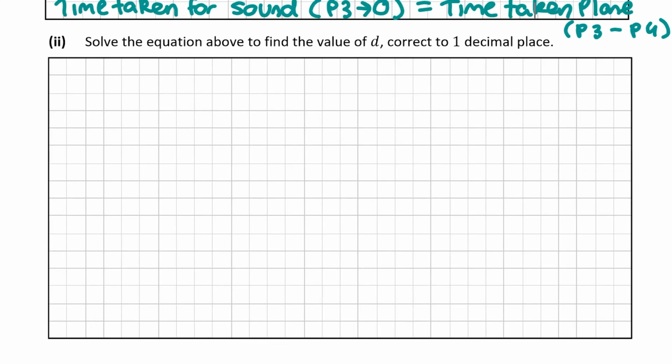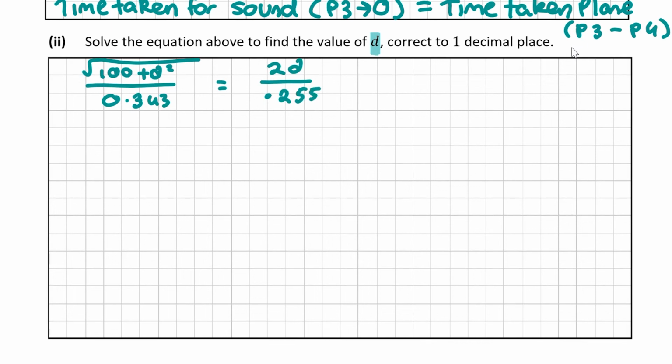So now the last part of this question actually involves a bit of algebra. It just wants us to solve the above equation to find the value of d correct to 1 decimal place. So let's just write out the equation from above. So we had root 100 plus d squared all over 0.343 is equal to 2d divided by 0.255. So the first thing I'm going to do is cross multiply. So I'm going to have 0.343 multiplied by 2d and let that equal to 0.255 multiplied by the square root of 100 plus d squared.